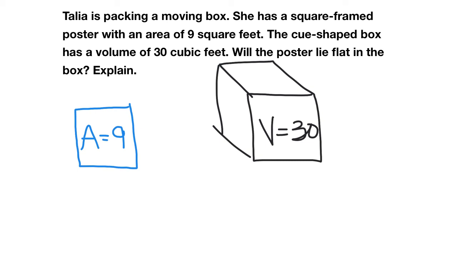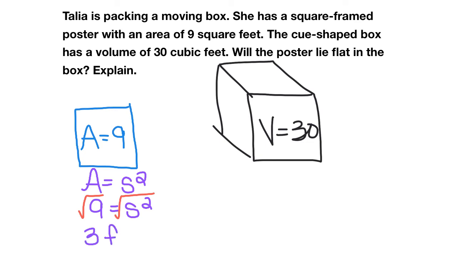So let's undo the area and the volume. Area is side squared. We have an area of 9, so let's find the square root to find the side length. And we find out that the sides are 3 feet. That's her poster.